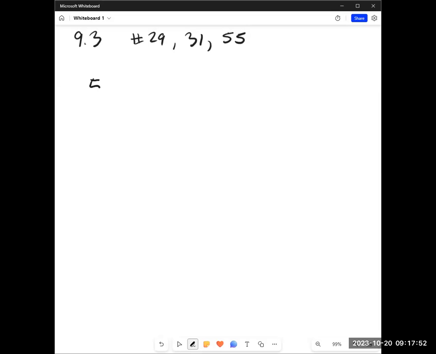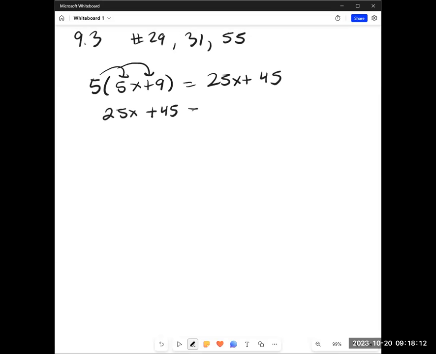Let's go ahead and look at 5 times quantity 5x plus 9 is equal to 25 plus 25x plus 45. So I distribute my 5 here to simplify the left-hand side. I get 25x plus 45 is equal to 25x plus 45. These are identically equal to one another. So this is going to be an identity because it's always true.